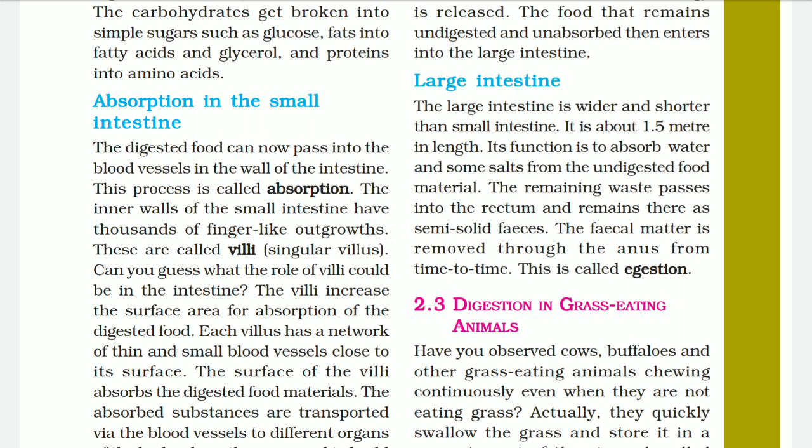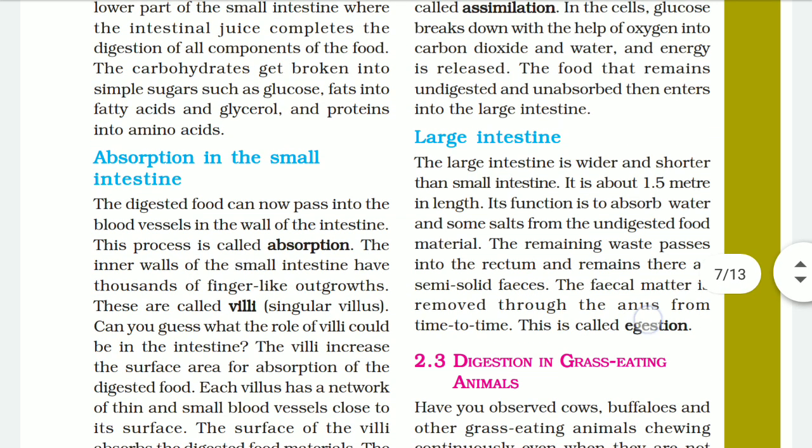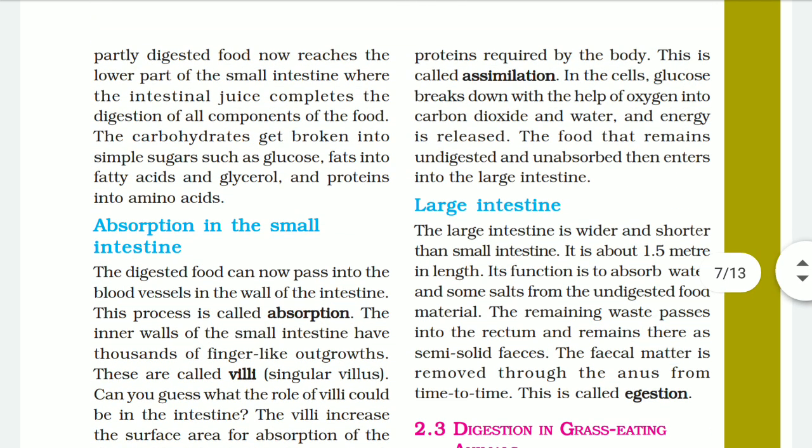Now, what we have learned here: in the small intestine, absorption takes place and the digested food is further broken into simpler forms and used to build required proteins, and that process is known as assimilation. In the large intestine, the water and the salt are absorbed, and the remaining waste material is thrown out through the anus. So this is called egestion.